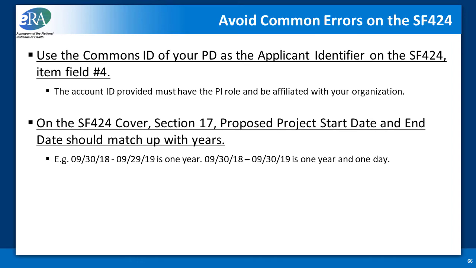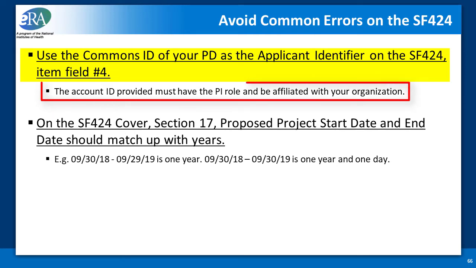As we covered earlier, the Commons ID of your PI account is for your project director. The account ID is what goes in the applicant identifier field on the SF424 cover page. If you get any errors when submitting your application, even after you've put in your account ID, make sure it's the account ID for your project director. Make sure there are no typos. Make sure they have the PI role in ERA Commons. And make sure they're affiliated with your organization.